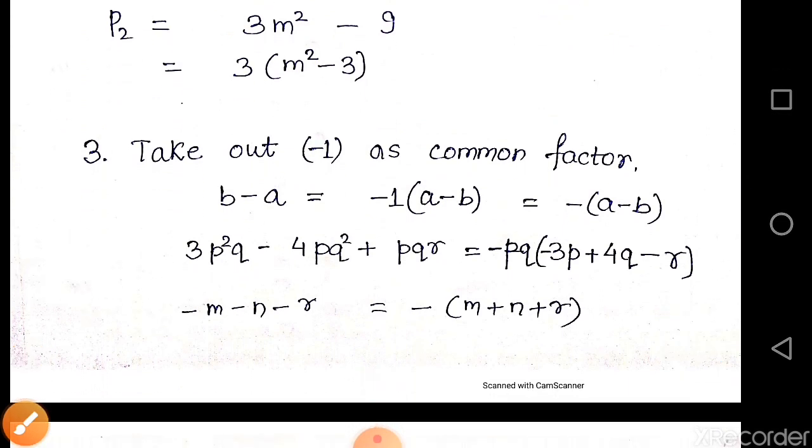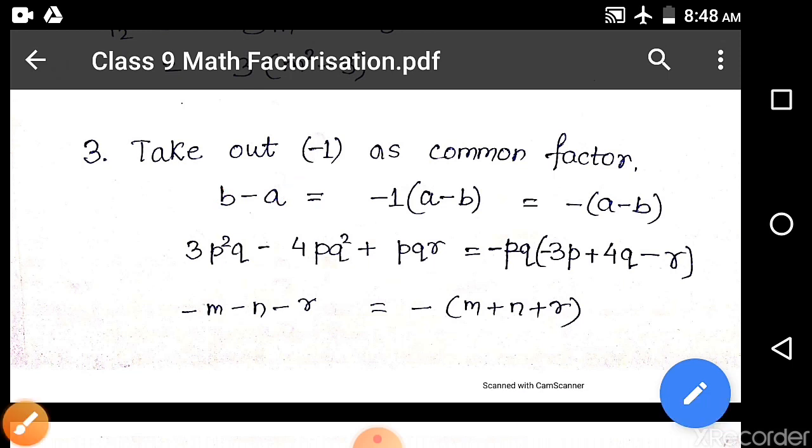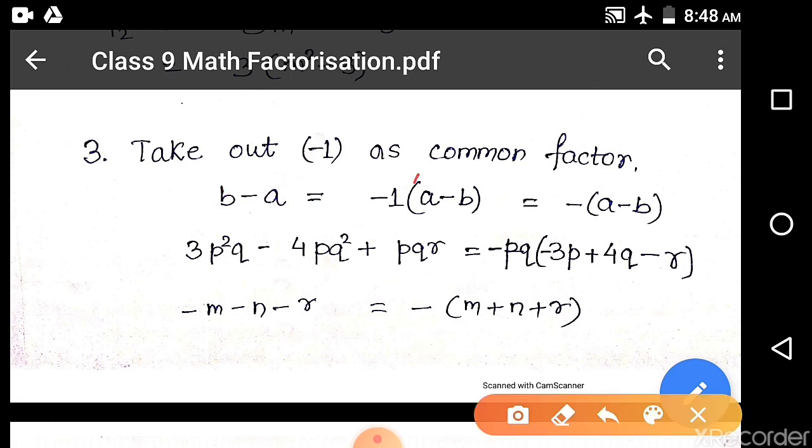Now come to the third step. Take out minus 1 as a common factor. See the example we have, b minus a. Actually the common thing is a minus b, but here we have b minus a. So if minus 1 is taken out common from those two terms, then what is left? See here, when minus 1 is taken out common, the signs of the terms change.